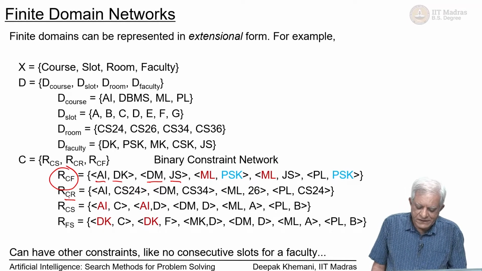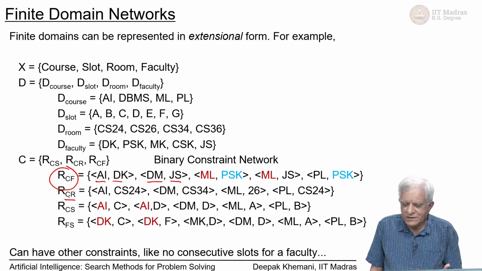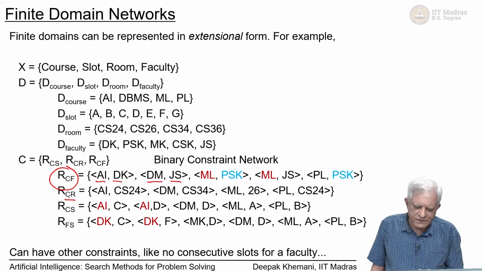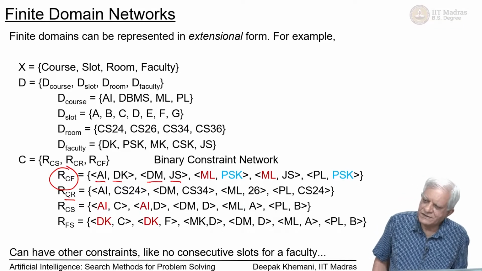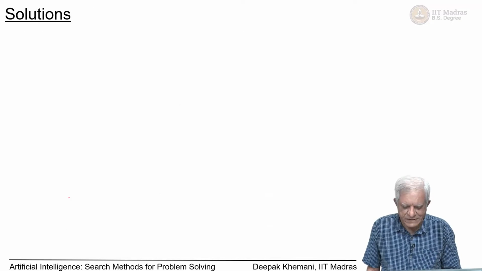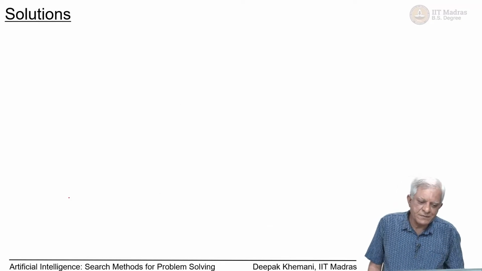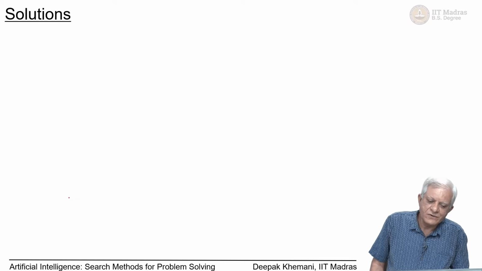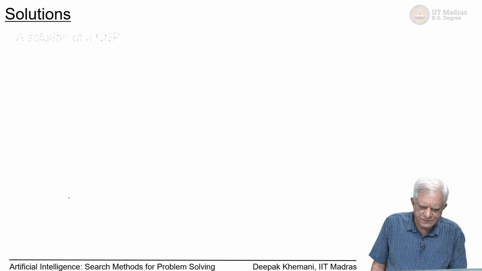We can have other constraints. So, we can say for example, a faculty should not have 2 consecutive slots because they do not like teaching like that, which basically means that if a faculty is teaching 2 courses, they must not be slotted in consecutive slots. These are the kind of problems that people who create timetables for courses have to deal with.